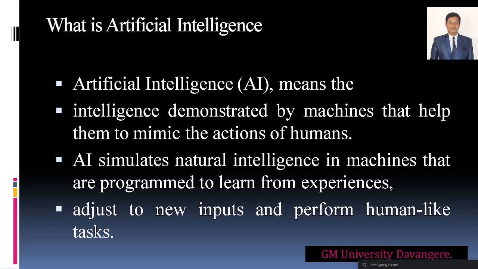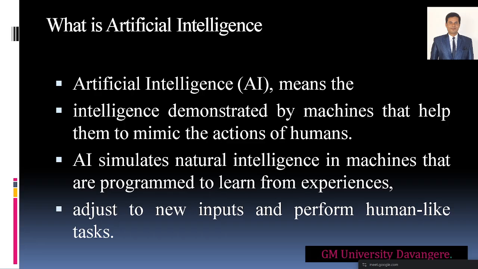All right, what is artificial intelligence actually? It means demonstration by machines that helps to mimic the actions of humans, isn't it? It also simulates natural intelligence in machines that are programmed to learn from experience, adjust to new inputs and perform human-like tasks. So what is artificial intelligence? It is just like a set, just like an ocean. In the ocean, you can find a lot of species, fishes, and various kinds of living things, isn't it?